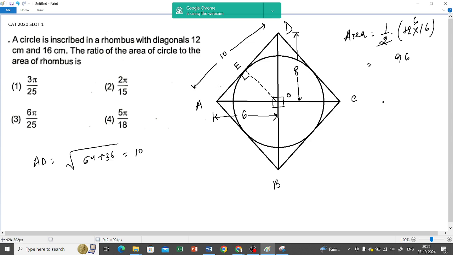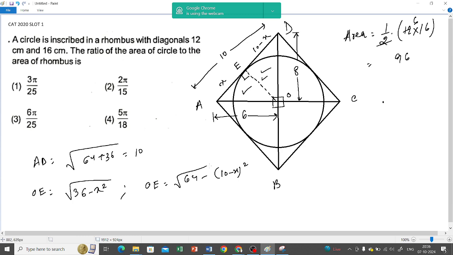So this is 10, right? Let me make AE as x and this one becomes 10 minus x, right? Now let me find out OE. You see, in this triangle AEO, OE is perpendicular. So OE is root over hypotenuse square minus base square. That is root over 36 minus x square. Also this OE in this triangle is root over 64 minus (10 minus x) square, right?